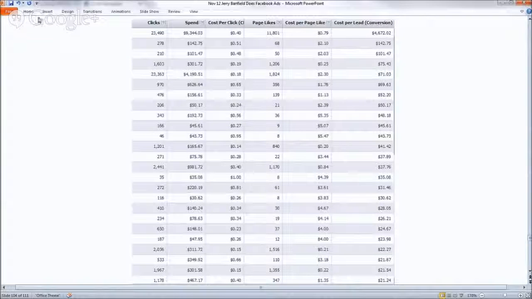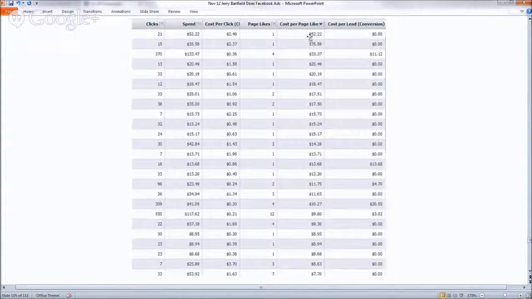So the Reports tab, half of the importance of doing the reporting is to not as much find and analyze every campaign, but find your best and your worst campaigns. Get rid of, pause, and delete the worst campaigns and make sure all the best ones are running. The same thing with the cost per page like. This campaign spent $52, no conversions, and got 1 like out of it.